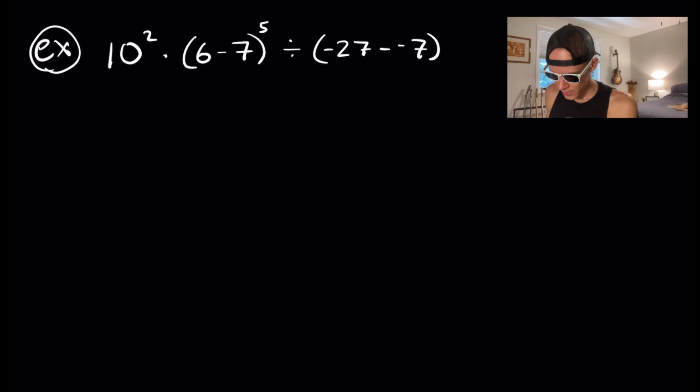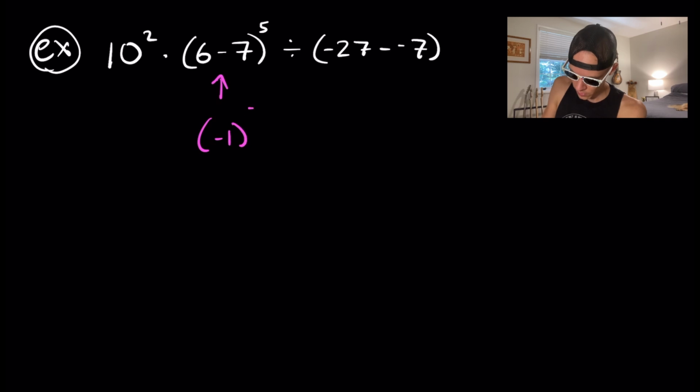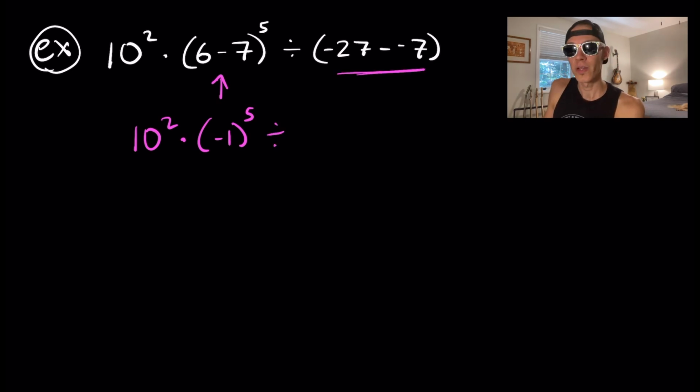So all of that, let's work with our parentheses first. So in here, I'll do 6 minus 7, which is -1. So -1 to the 5th. And then I have 10 squared times that, and then divided by, again, since this parentheses is its own parentheses, it has nothing related to this one, I can do it at the same time in that same first step. And again, here I have minus a minus, so I'll turn both of those into pluses. So I have -27 plus 7, which is going to give us negative 20.